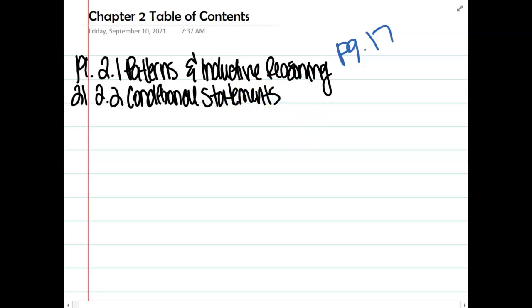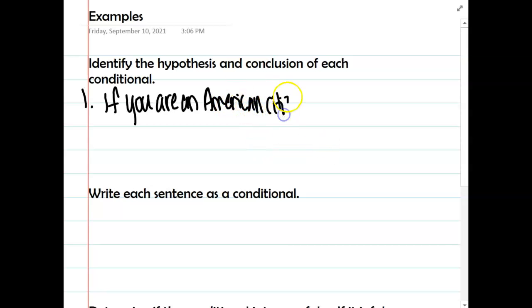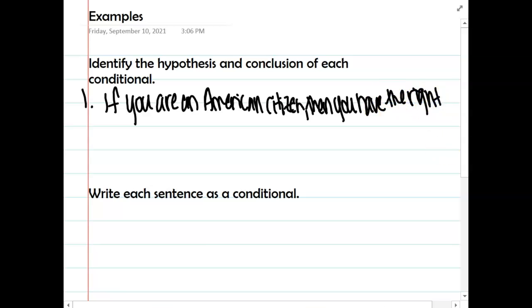So the first thing we want to do is look at a conditional statement and identify the hypothesis and the conclusion. Number one, my conditional statement says, if you are an American citizen, then you have the right to vote.